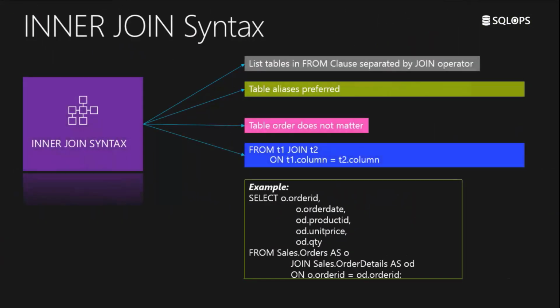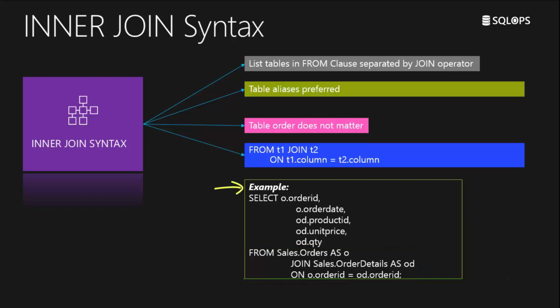Now let's see the syntax of an inner join. You specify all the tables that you need in the query in the from clause separated by the join operator, and the on clause specifies the columns on which the join is being performed. It is recommended to use table aliases so that the query is more readable. And the table order doesn't really matter in the inner join, unlike the left outer and the right outer joins.